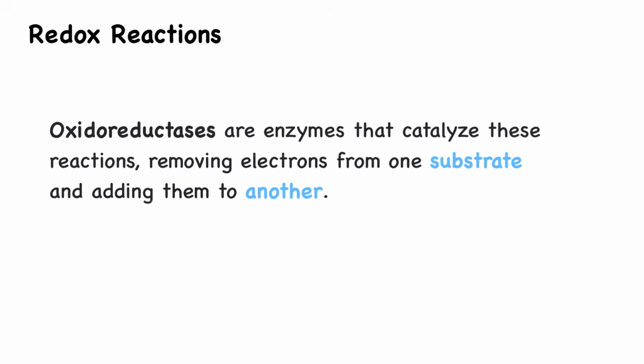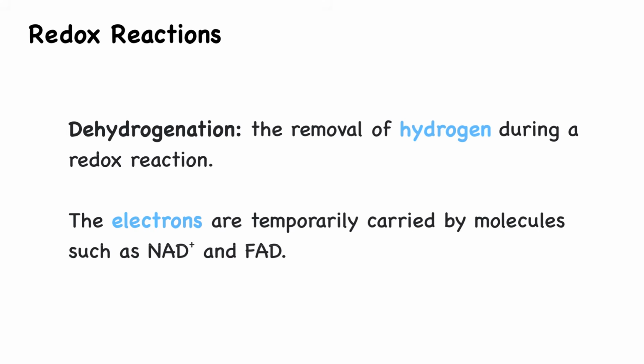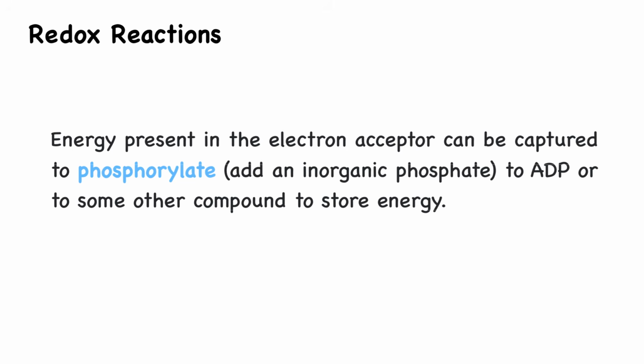Enzymes, known as oxidoreductases, catalyze these reactions, often removing electrons and hydrogen atoms from substrates in a process called dehydrogenation. The electrons are temporarily carried by molecules such as NAD+ and FAD, which become reduced and later donate those electrons to drive ATP production. Many metabolic pathways also involve phosphorylation, which is the addition of a phosphate group. This helps capture and transfer energy within the cell.